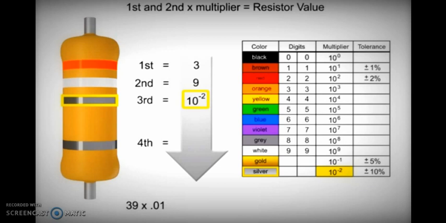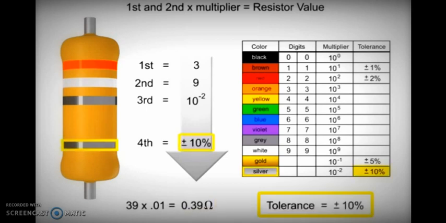And the 4th band is again silver, so the entire value of the resistance is 39 into 10 power minus 2, which is nothing but 0.39 ohms, with a tolerance value of plus or minus 10% in this case, as silver is the tolerance band.